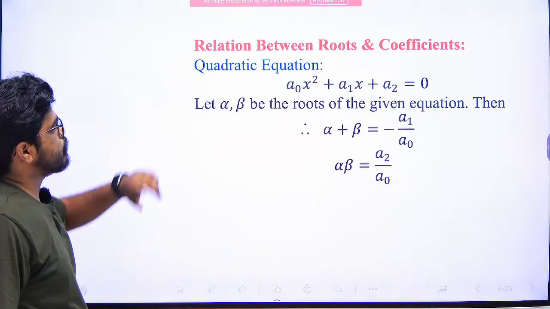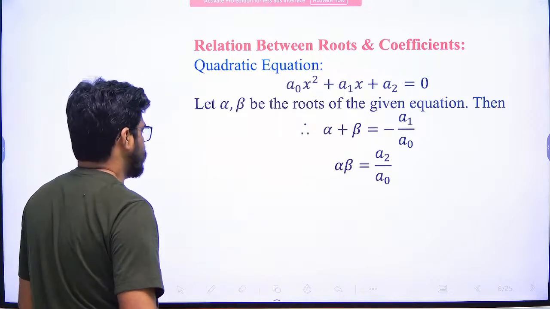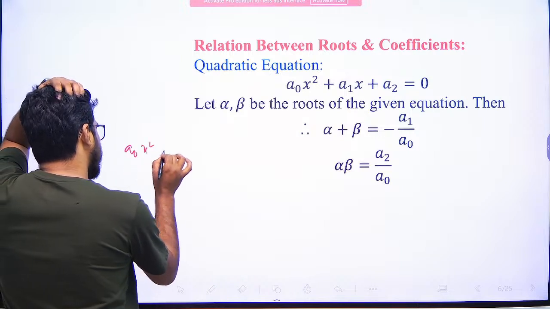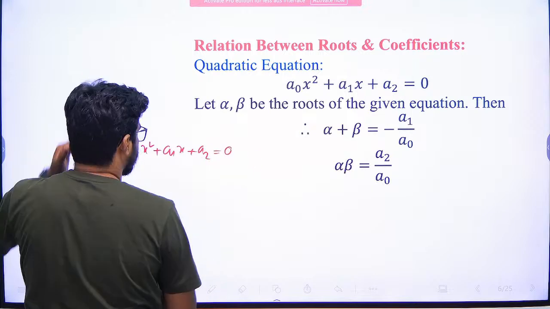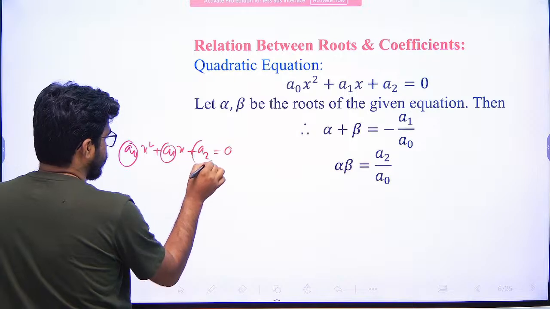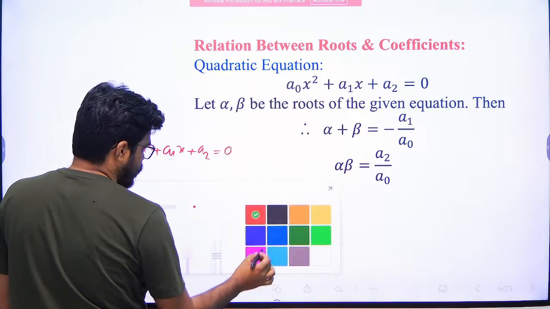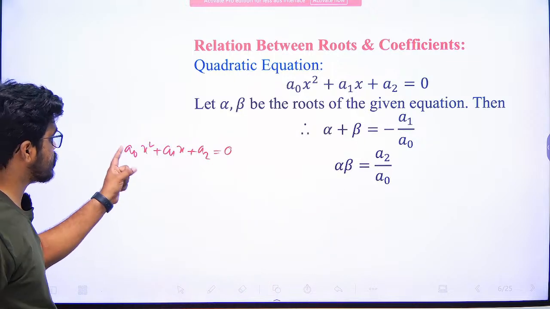What is the relationship between roots and coefficients? Suppose first we consider the quadratic equation a0 x square plus a1 x plus a2 is equal to 0. These are the coefficients, right? a0, a1, a2 are called coefficients. This is of degree 2, so it has two roots.